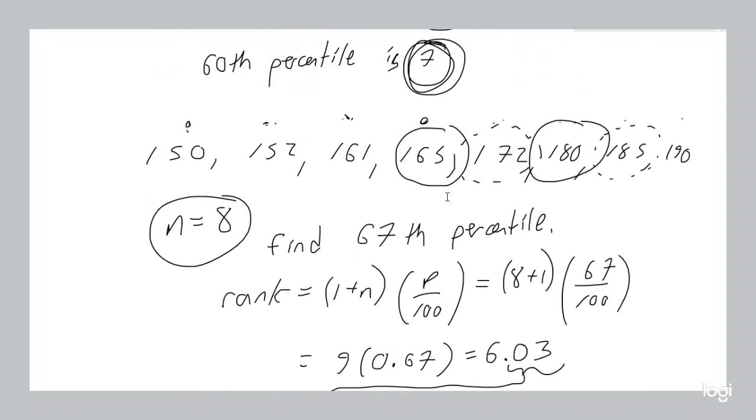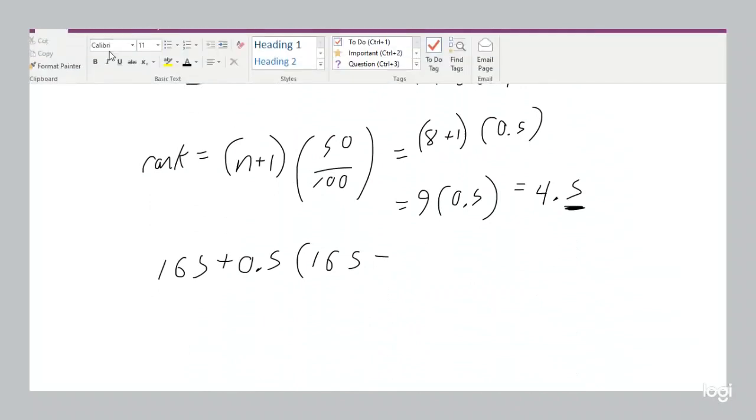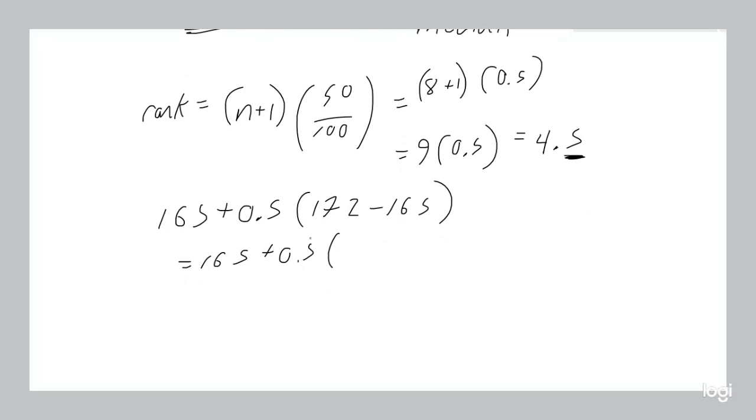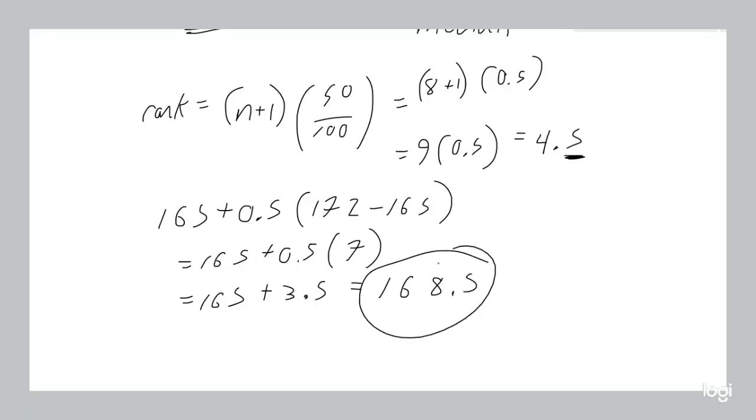So what is that? 172 minus 165. So that's 165 plus 0.5 times the difference, which is 7. So that's going to be 165 plus 3.5, which is going to be 168.5. That is our 50th percentile. That's also our 2nd quartile, and it's also the median.